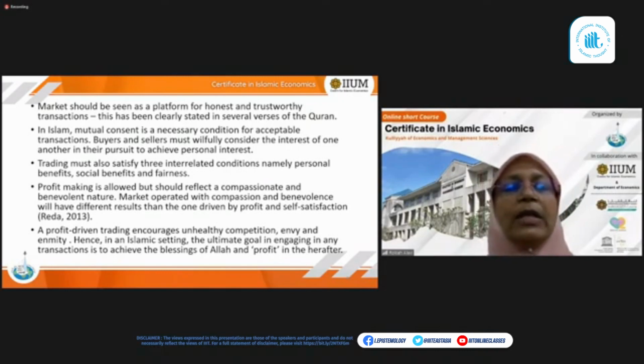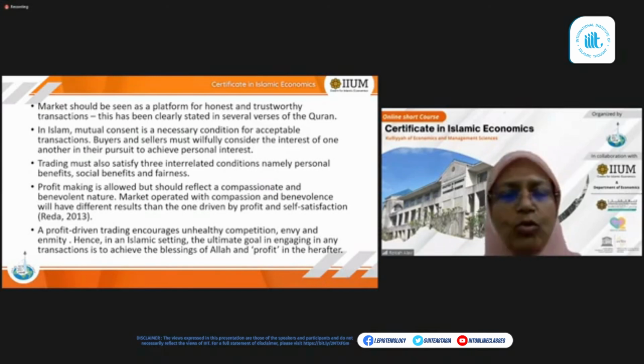But what is important as well to make sure the market functions well is what are the external benefits? What is the impact of our transaction, the social benefits? The social benefit is very important to be taken into account. And in Islam, this has been emphasized. Another important component of a successful market is fairness.